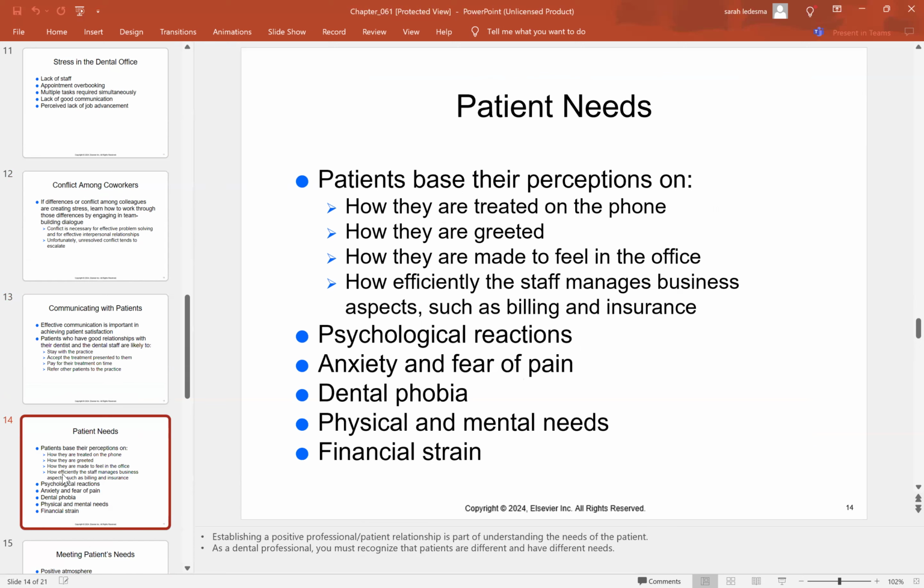Patients base their perceptions on how they're treated on the phone, how they're greeted, how they are made to feel in the office, how effectively the staff manages business aspects such as billing and insurance, psychological reactions, anxiety and fear of pain, dental phobia, physical and mental needs, and financial strain.